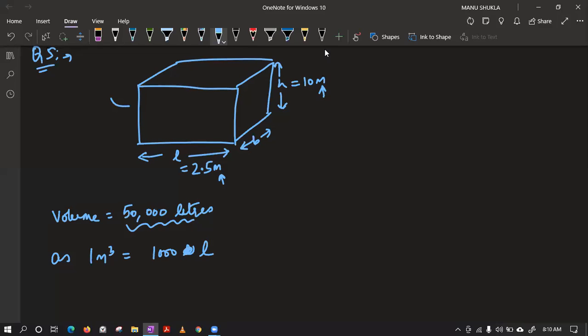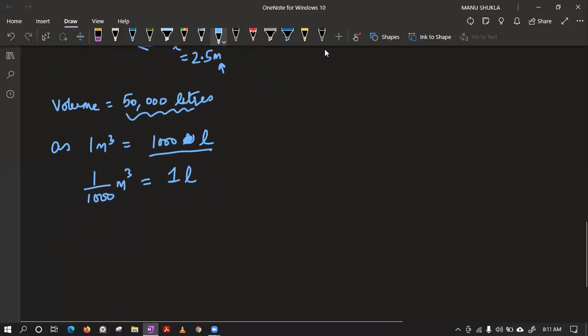We want to find 1 liter in meter cube, so we have to make this thing 1. So 1 liter will be equal to how much? Class, please tell me. If 1 meter cube equals 1000 liters, and you want to find 1 liter, this 1000 will come in the denominator, and this is the formula that we have to use. So we can easily find now the volume of the cuboid.